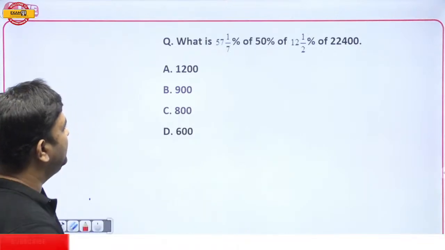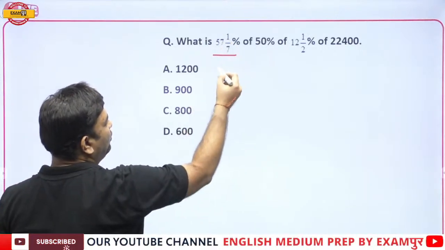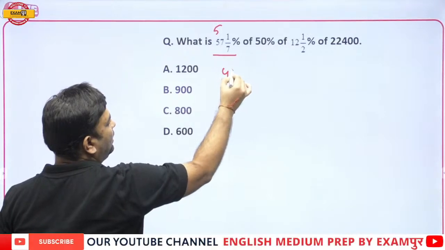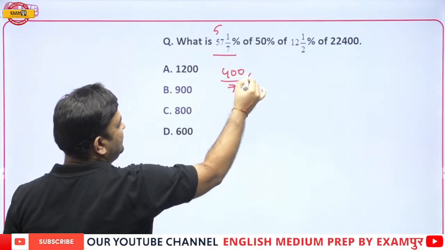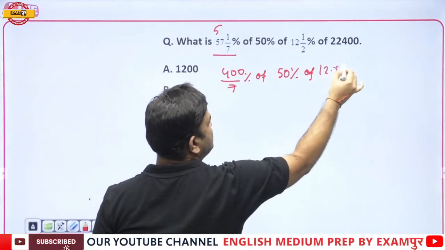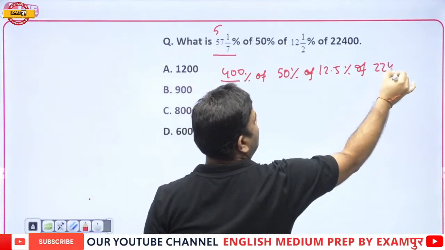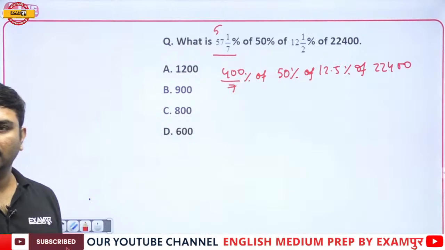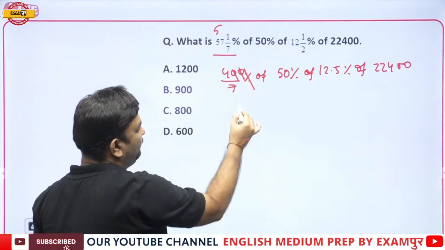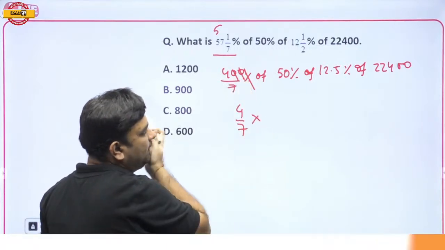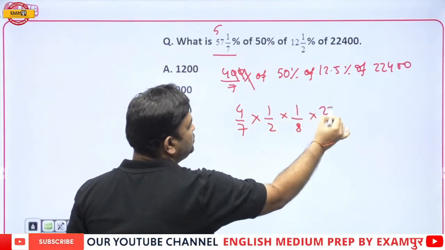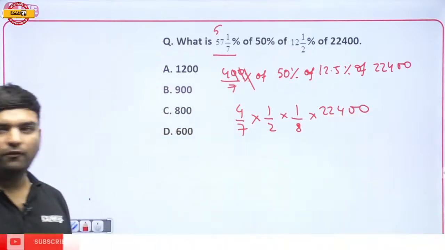Percentages. 15 point, this is 57.14. This is 50, or you can just multiply it. It is 400 by 7 percentage of 50 percentage of 12.5 percentage of 22400. Eliminate the percentage sign. Percentage cancel out 2 zeros, so 4 by 7. 50% is 1 by 2. 12.5% is 1 by 8 of 22400.